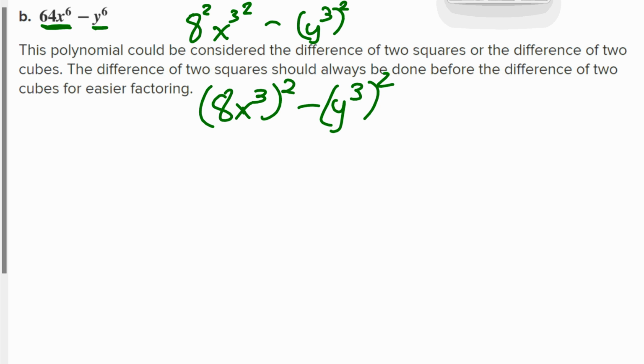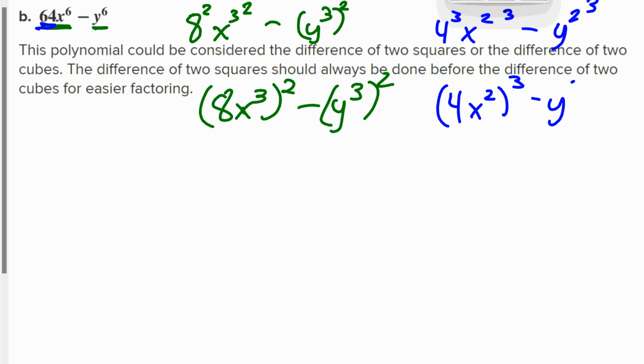Or I could rewrite this as cubes, right? 64 is 4 cubed. X to the 6 would be x squared cubed. And so I could rewrite that as 4x squared cubed, and then minus y to the 6 would be y squared cubed. So I can either do a difference of cubes or a difference of squares. Either way, it will expand and equal the same thing. And so you could try that on your own, and then we can check it in class. Okay, so try that part on your own.